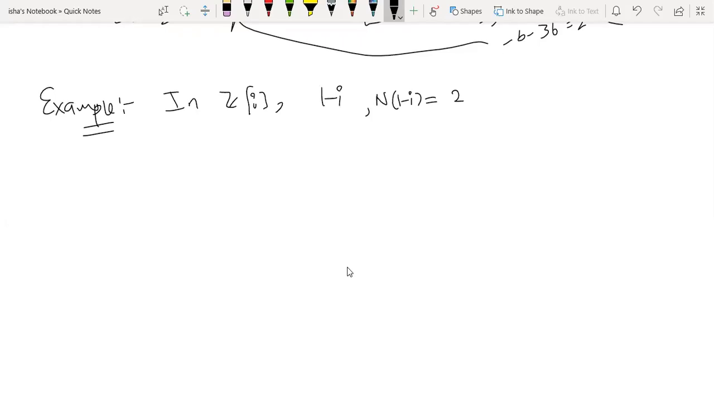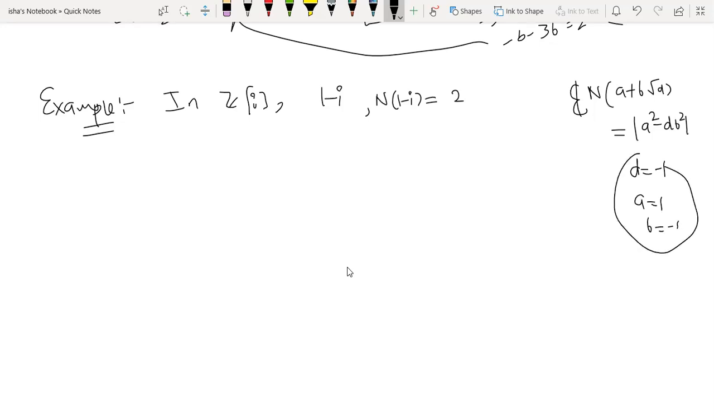Is it fine? How do you compute the norm? The norm of a plus b square root d is a square minus d b square. So your a is 1, b is minus 1, and d is actually minus 1, because this is minus iota coming. The square root of minus 1 will be iota. So if you put a, b, d in this, you will get the norm equal to 2.